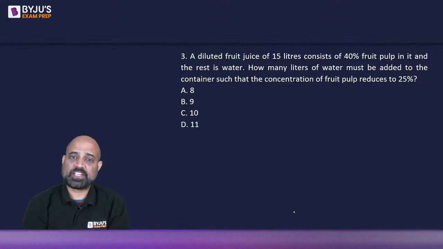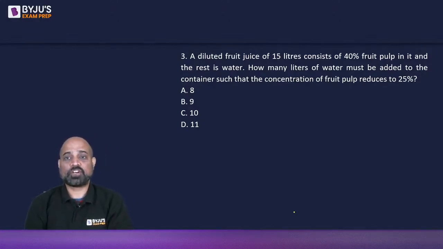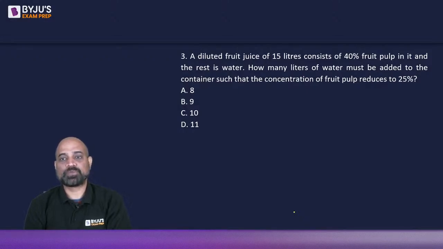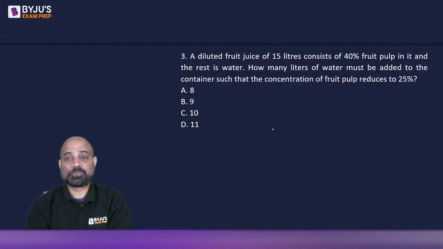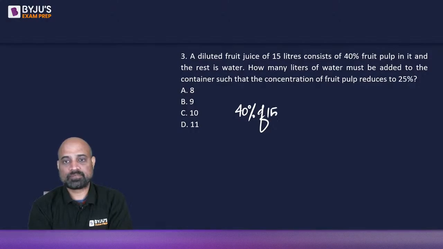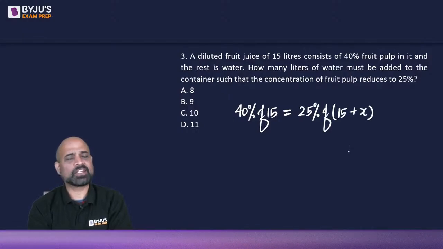Okay, the next one. A diluted fruit juice of 15 liters consists of 40% fruit pulp in it and the rest is water. How many liters of water must be added to the container such that the concentration of fruit pulp reduces to 25%? So if we talk about fruit pulp, we can say that पहले इतना था, and now the amount of fruit pulp will be 25% of 15 plus x liters that we are adding.